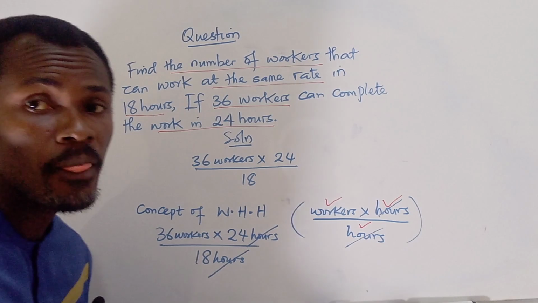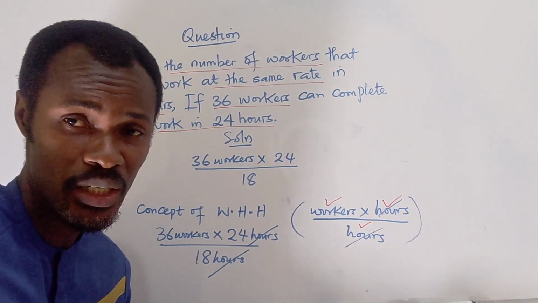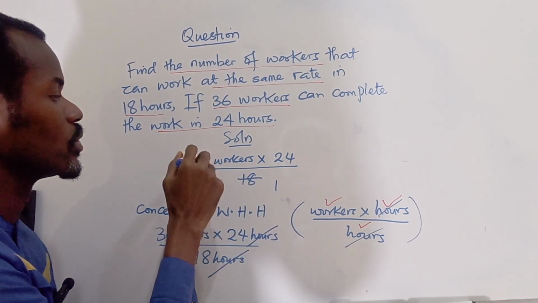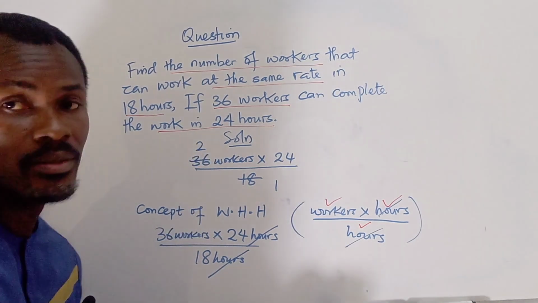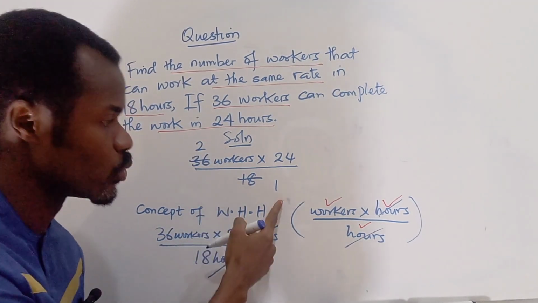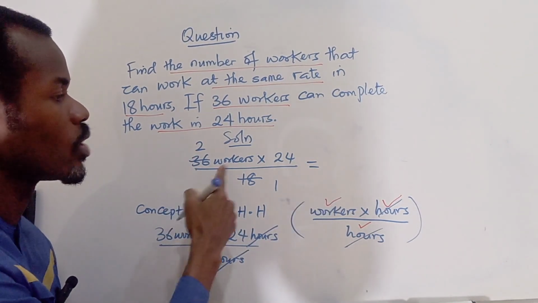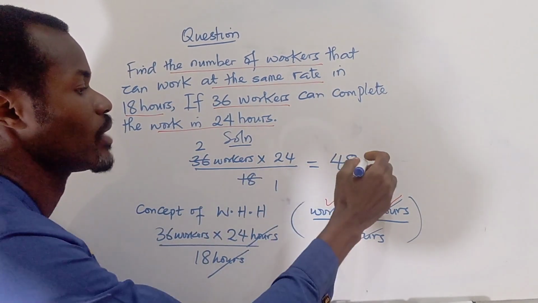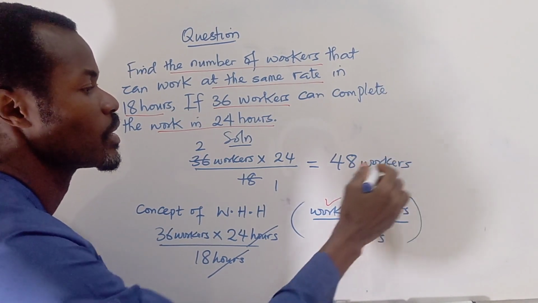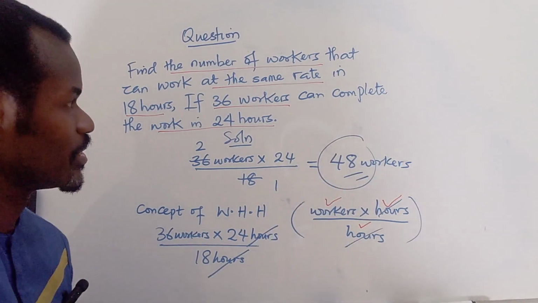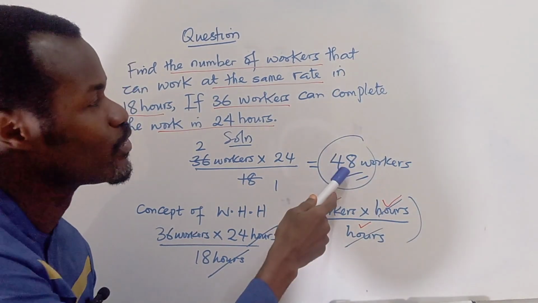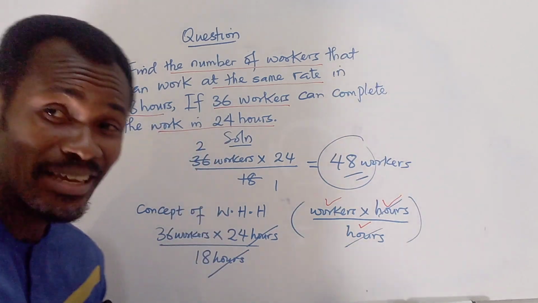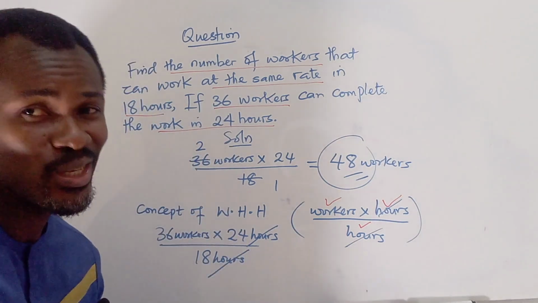Now, if you know your simple division, 18 can cancel itself and can cancel into 36. So 18 into 36 is 2 times, and 18 divided by 18 is 1. So we are left with 2 workers times 24. 2 times 24 gives us 48, and we are left with workers. So the correct answer in solving this problem is actually 48 workers, which is the number of workers required to do the same job at an 18-hour work rate.